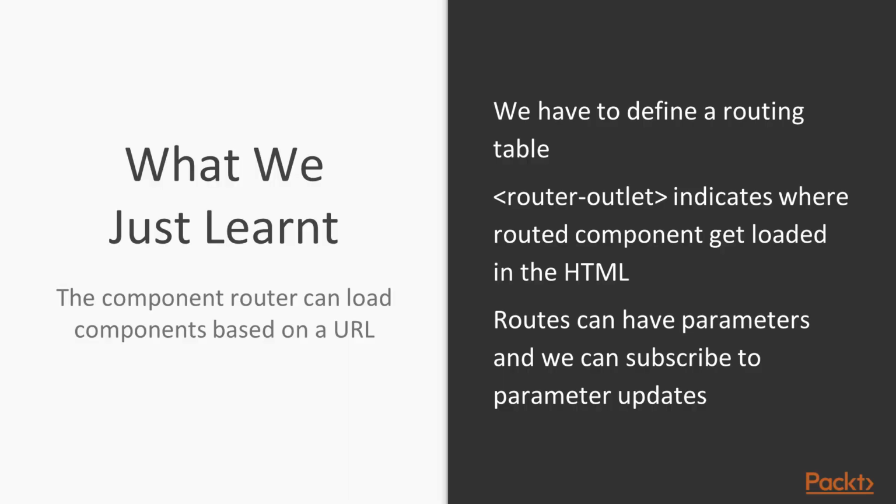So in this video, we just learned that the component router can load components based on a URL. We know that we have to define a routing table for this to happen, and then we provide a router outlet to indicate where the routed components will get loaded in our HTML. Finally, routes can have parameters and we can subscribe to parameter updates.